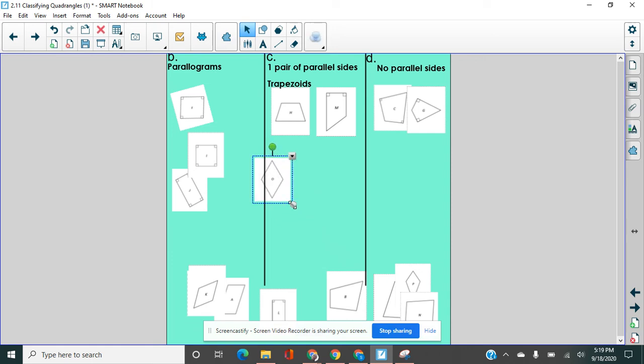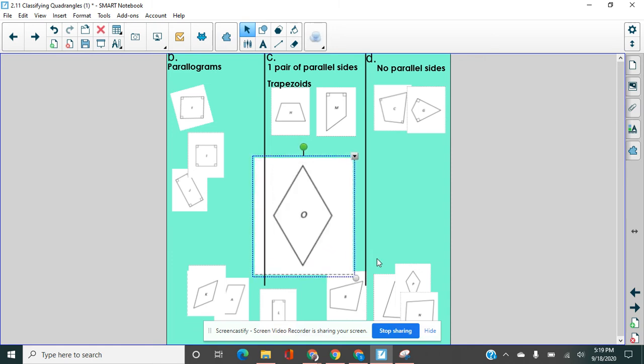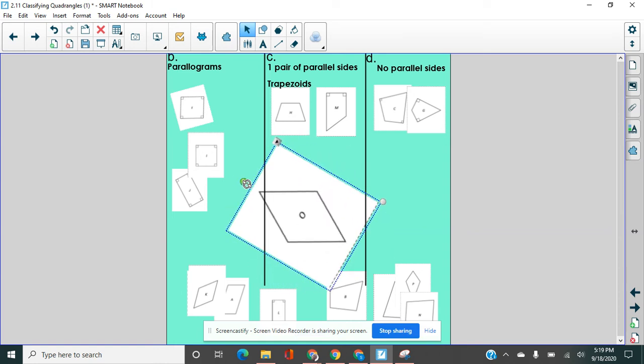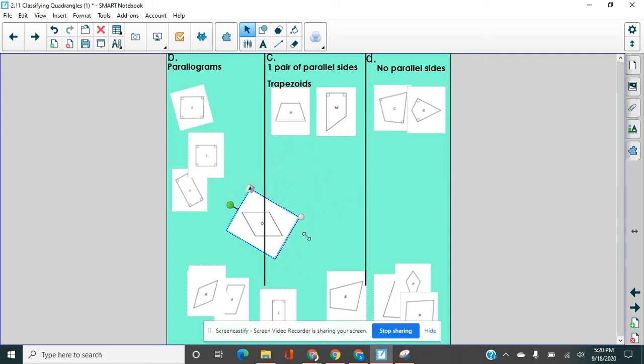All right, let's bring out this guy. We'll make him nice and big. Where do you think this shape goes? Parallelograms, trapezoids, or neither? Hey, look at this. Well, sometimes I like to just turn it so it looks like a top and bottom. So top and bottom are parallel. Side and side, they're never going to cross. Those are parallel also. This is a rhombus, and a rhombus is a type of parallelogram.